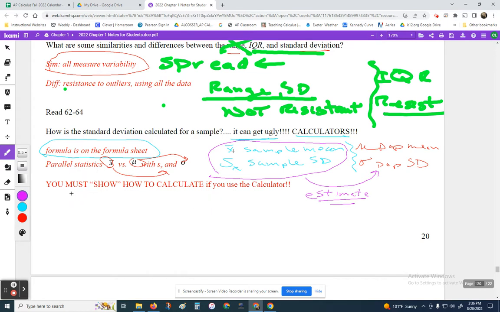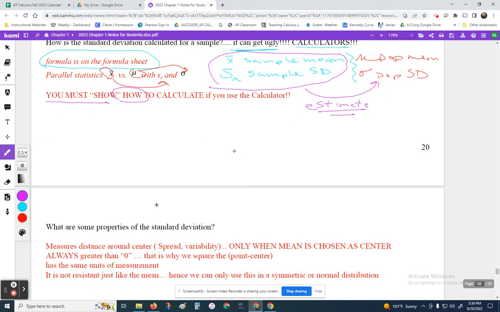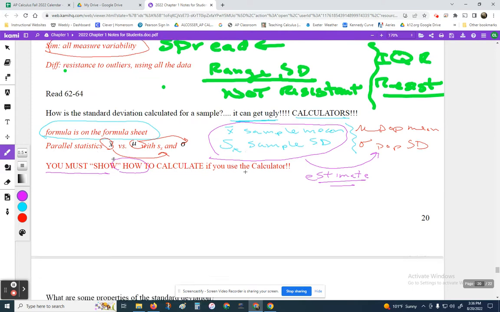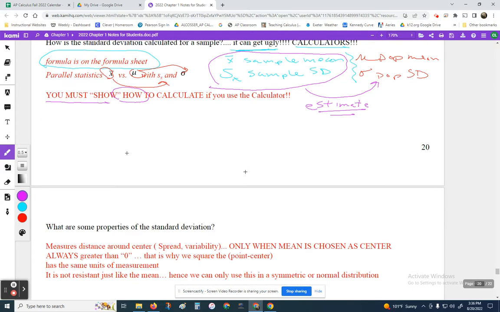Okay. So here's the key. You must show how to calculate. That's the biggest thing I'm going to tell you: you got to show how to calculate it. I'm not going to tell you you will have to prove or show every data point calculation. Okay. So you have to show how. So here's the formula, and they've changed the formula sheet. So we'll find it on the formula sheet, but here's the formula you got to deal with.